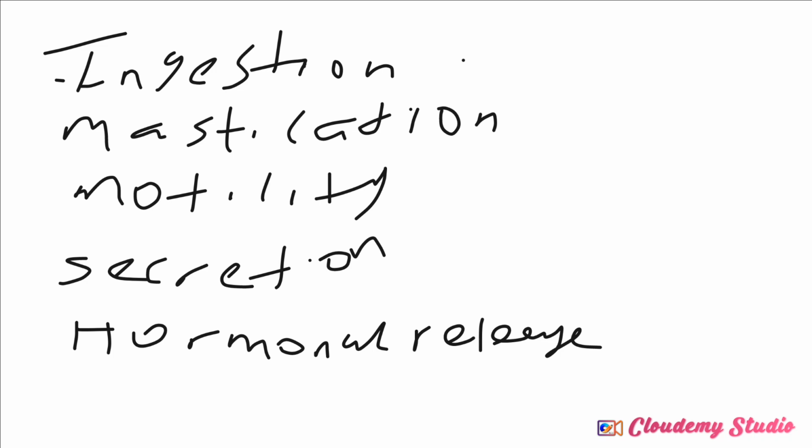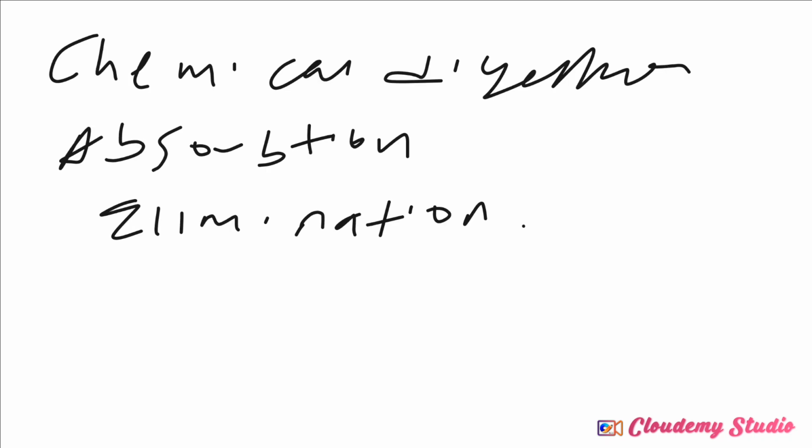Secretion is the secretion of mucous, digestive enzymes, acidic and alkaline fluid, as well as bile in the bile ducts. Hormonal release is the control of motility and secretion of hormones during digestion. Chemical digestion is the degradation of large macromolecules into smaller molecules and their subunits.